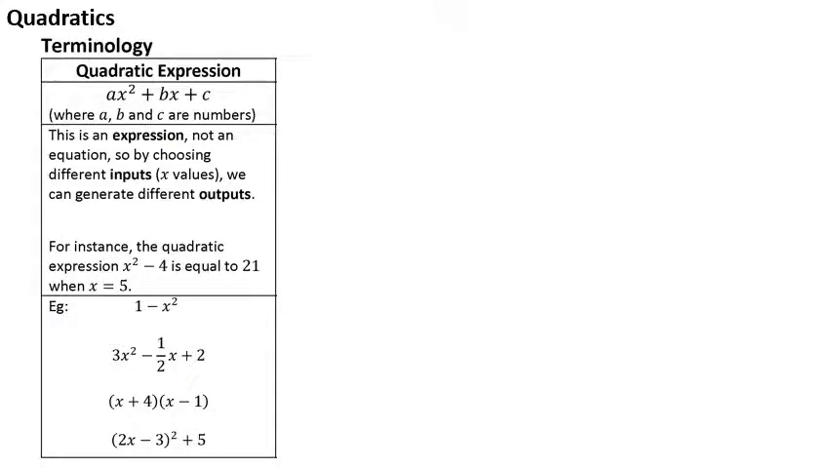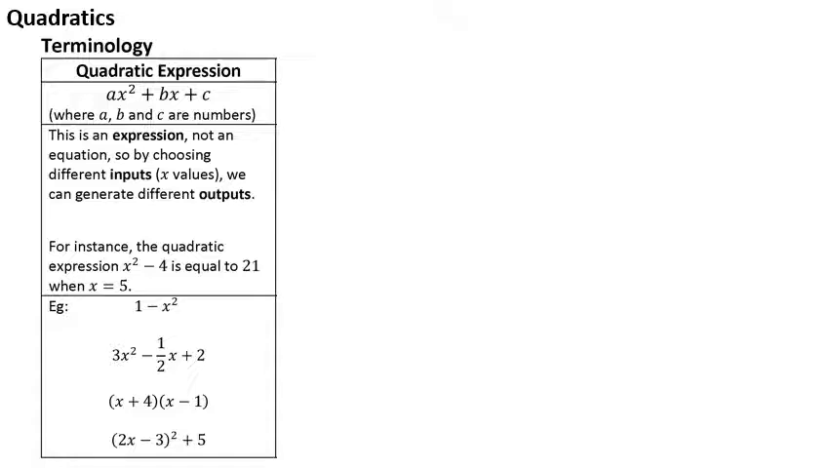To talk a little bit more about the terminology, here's a few quick examples of quadratic expressions. They can look like all sorts of things. 1 minus x squared is not necessarily written in the same way round as ax squared plus bx plus c, and it doesn't have an x term, but that doesn't stop it being a quadratic expression. 3x squared minus a half x plus 2, it's got a fraction in there, but again, that's not a problem.